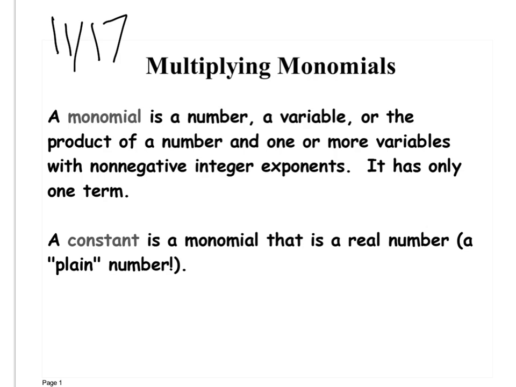Multiplying monomials. A monomial is a number, a variable, or a product of a number and one or more variables with non-negative integer exponents. It only has one term. You need to know a constant is a monomial that is a real number. It's just a plain number, like 3 or 5. Any questions?